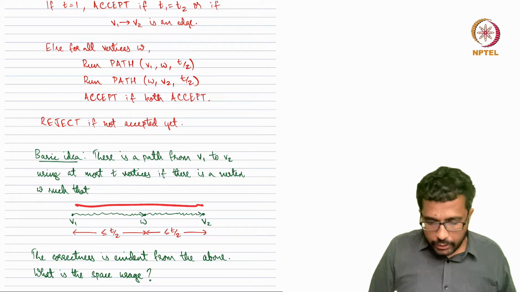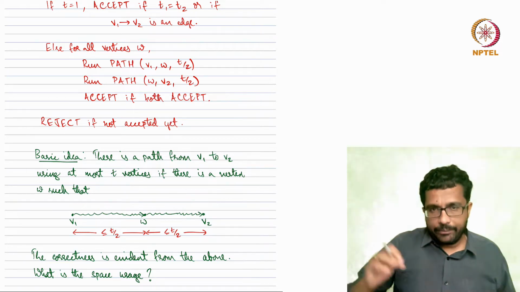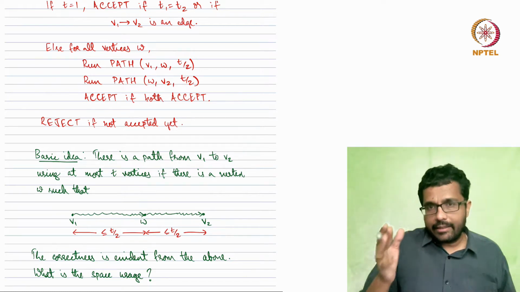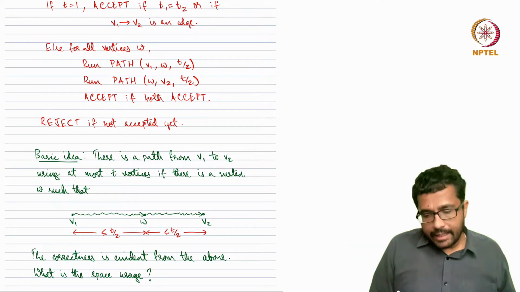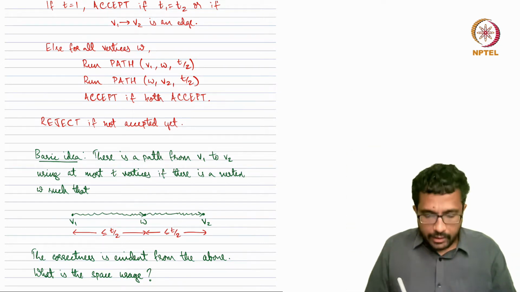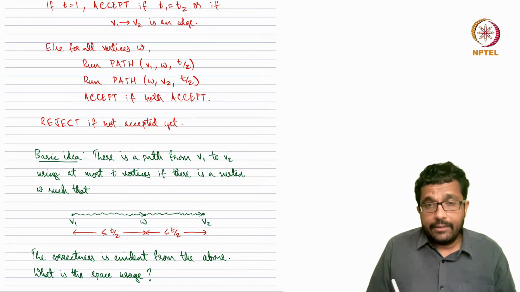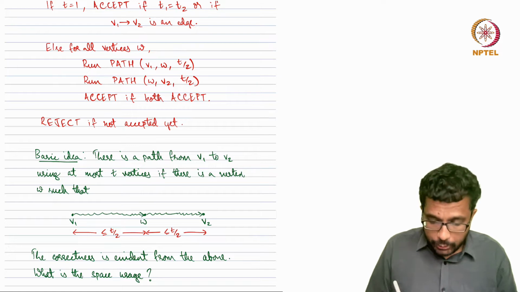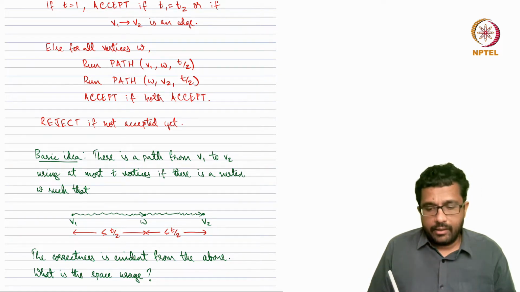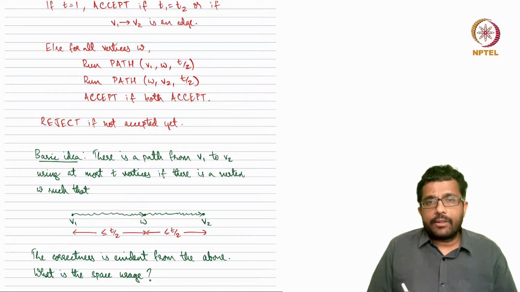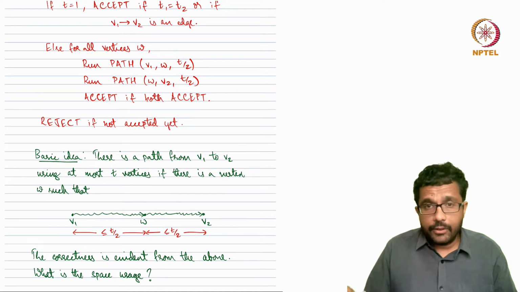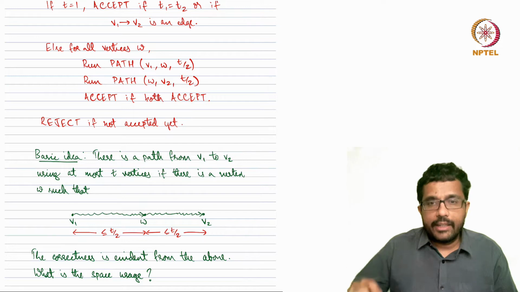If there is a path from V1 to V2 that takes at most t steps, then there should be a center vertex. Or there could be more than one, but there should be one vertex, which I am calling W, such that there is a path from V1 to W of length at most t divided by 2, and there is a path from W to V2 of length at most t divided by 2. So this is the basic idea: if there is a path from V1 to V2 using at most t steps, then there should be a vertex W such that there is a path from V1 to W using at most t by 2 and from W to V2 using at most t by 2.